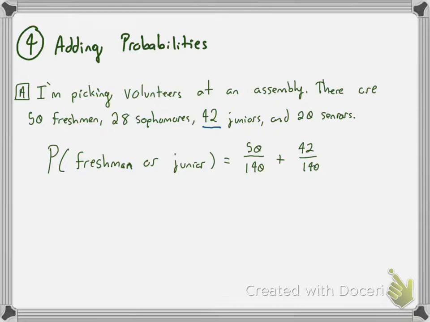Very last step before I calculate, is there any overlap here? No, there's not, because I can't be a freshman and junior at the same time. So when I add these together, I get 92 out of 140, and if I simplify that, I get 23 out of 35.